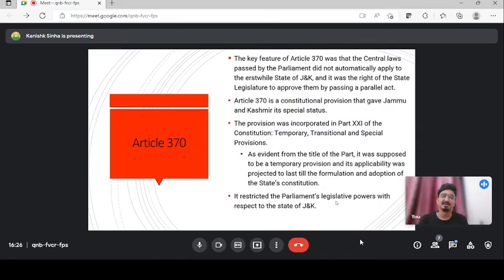But the special status was a temporary, transitional, and special provision which was removed on 5th of August 2019, and the restriction which was imposed on the parliament and the central laws has been removed. So we are all now having similar laws and constitution. Okay, next slide.